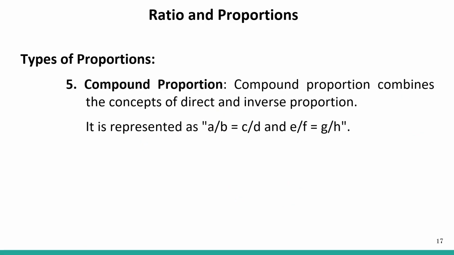So let's see the fifth kind of proportion, that is compound proportion. Compound proportion combines the concepts of direct and inverse proportion. It is represented as A by B is equal to C by D, and E by F is equal to G by H. This kind of proportion is called compound proportion.